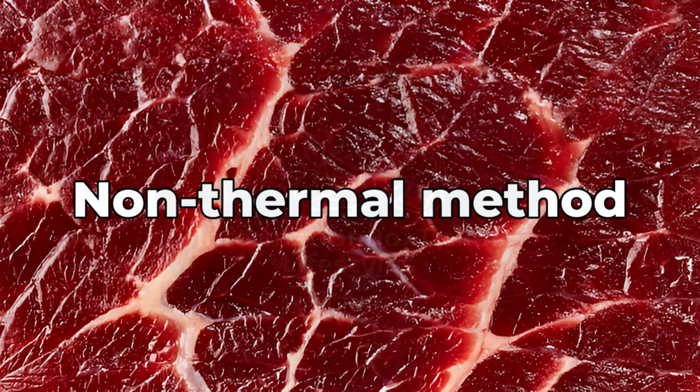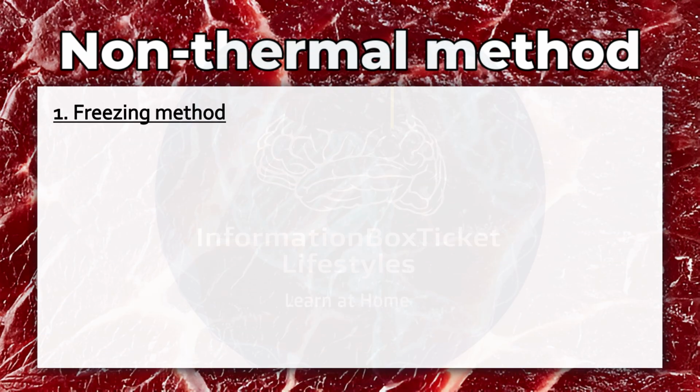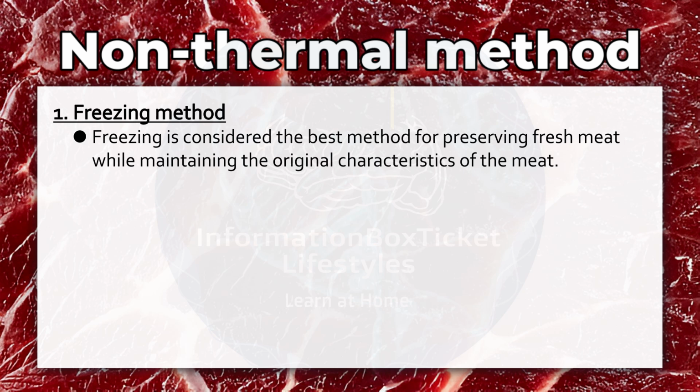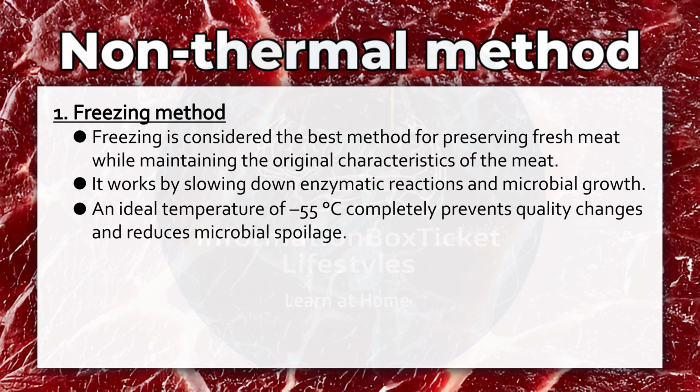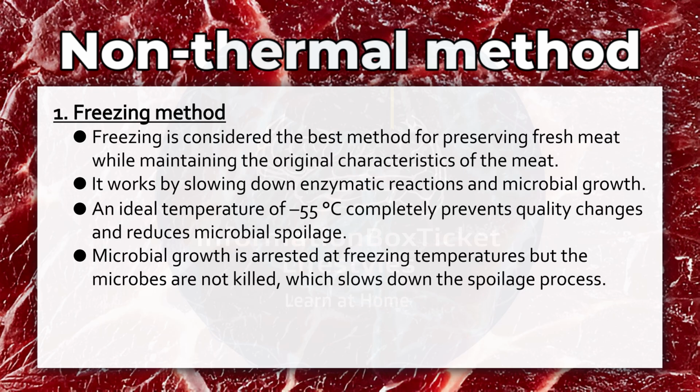Non-thermal method. First, freezing method. Freezing is considered the best method for preserving fresh meat while maintaining the original characteristics of the meat. It works by slowing down enzymatic reactions and microbial growth. An ideal temperature of -55 degrees Celsius completely prevents quality changes and reduces microbial spoilage. Microbial growth is arrested at freezing temperatures, but the microbes are not killed, which slows down the spoilage process.